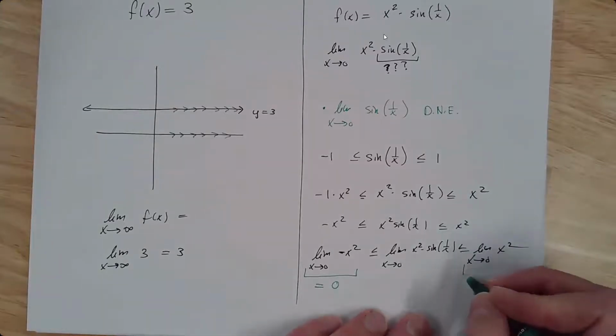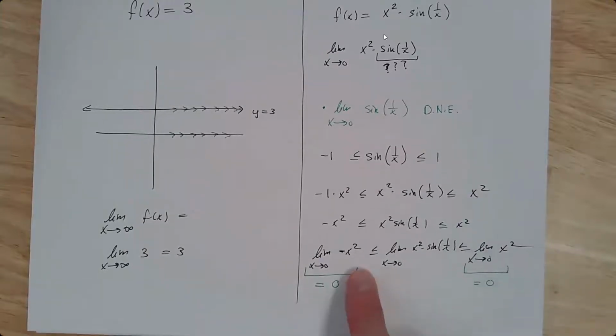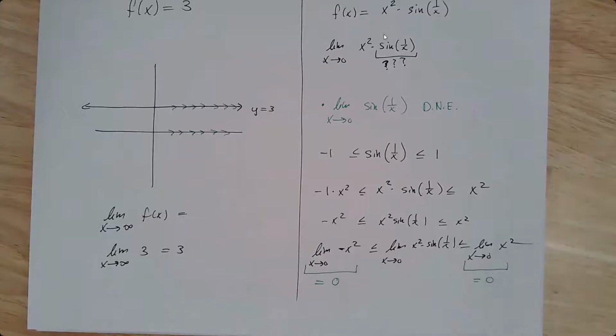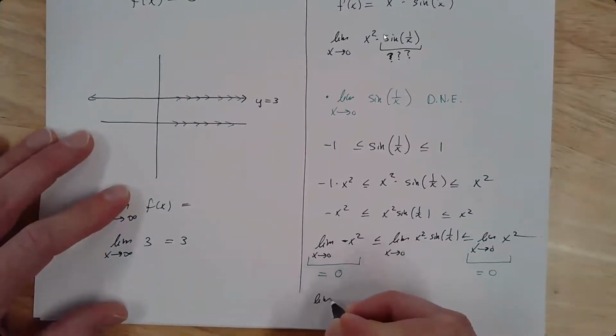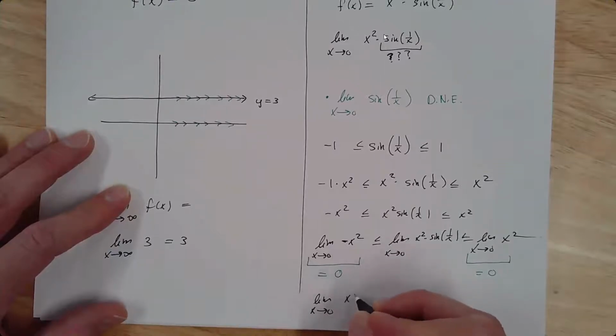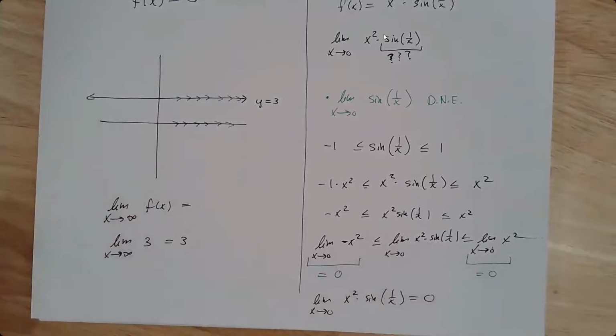And the same thing is true over here, which means this limit is bigger than or equal to 0 and less than or equal to 0. It has to be 0. There's no other choice. The limit as x goes to 0 of x squared times sine of 1 over x must equal 0.